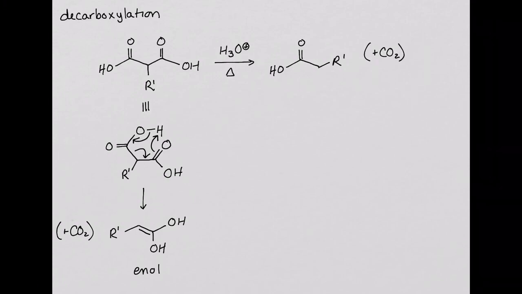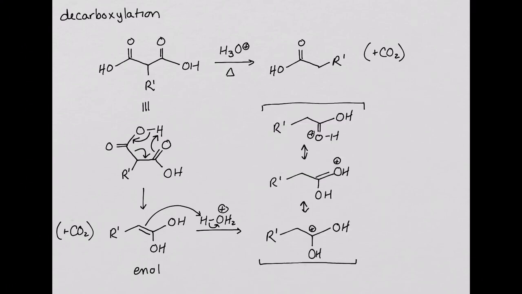This enol is then protonated to produce a resonance-stabilized carbocation. In the final step, the protonated carboxylic acid is deprotonated to produce the substituted acetic acid product.